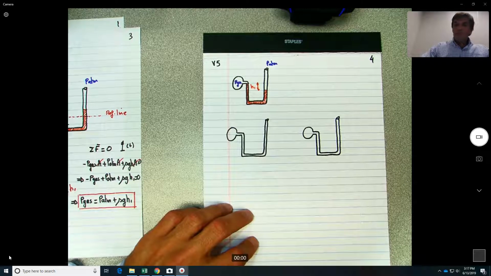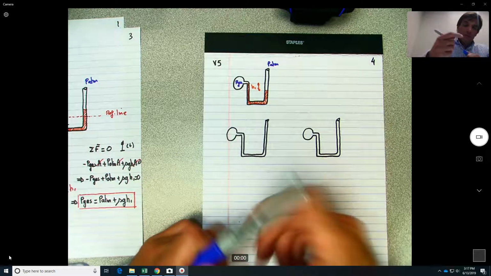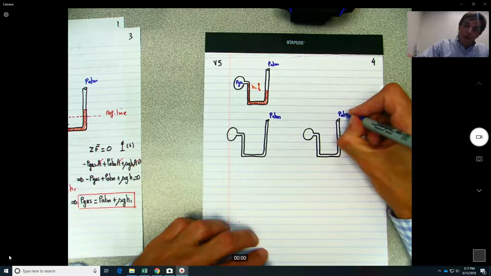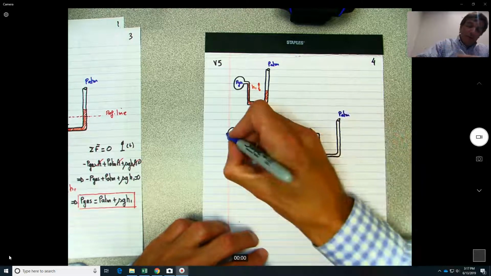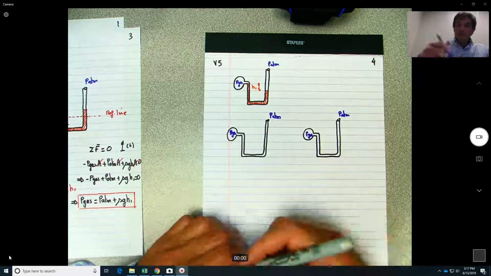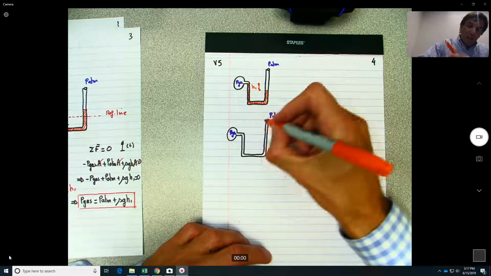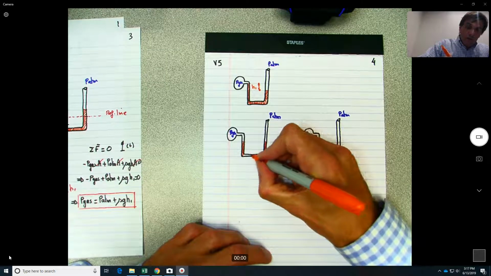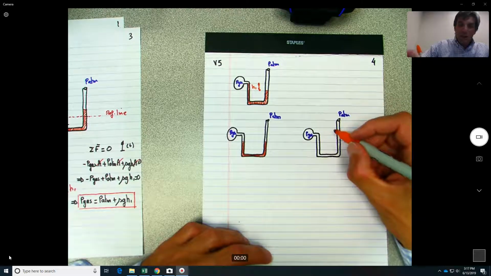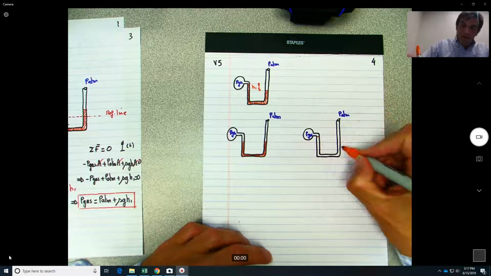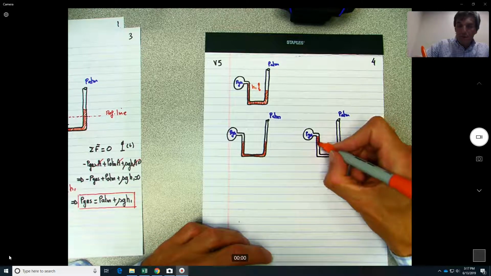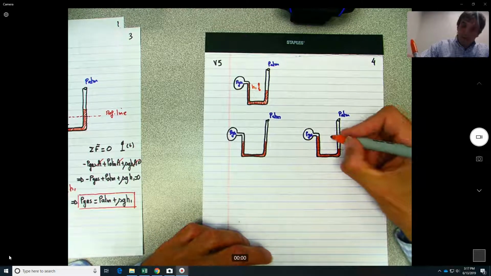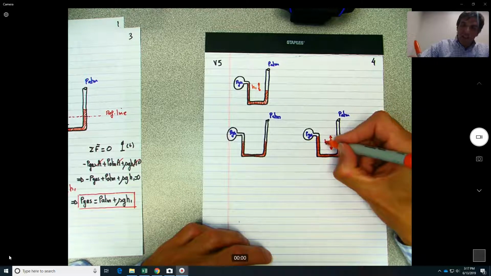Okay, so P atmospheric, P gas. So if everything was in equilibrium, let's say it would be here. Okay, and now we say this is going to go up, so it's going to go down over here. So we are here. This will be the change in height.